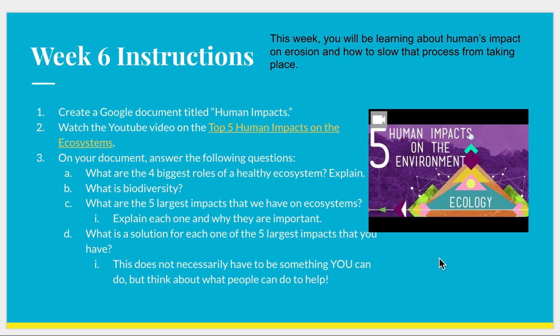And this doesn't have to necessarily be something that you can do, but what people can do to help. So not necessarily a single person, but many people. You can either set it up question by question, or if you wanted to just write about each of those 5 different impacts, a sentence or 2, and answer the last questions together, you're more than welcome to do that. Again, make sure this is in your to be graded folder.